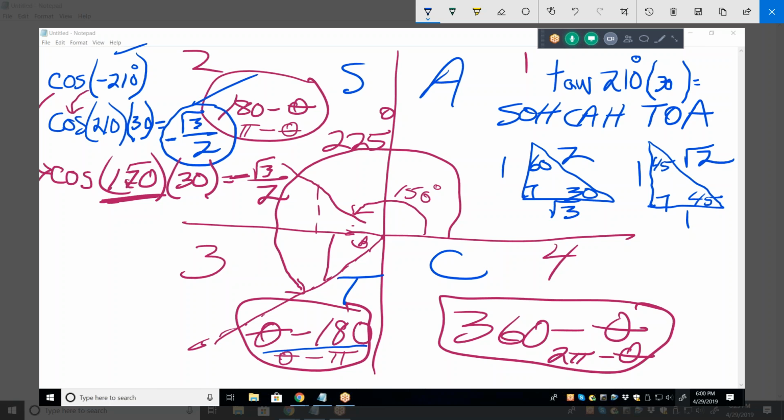Is it 1 over the square root of 3? Yes. Your teacher may let you get away with that if he's accepting irrational answers. Okay, good. That's better.